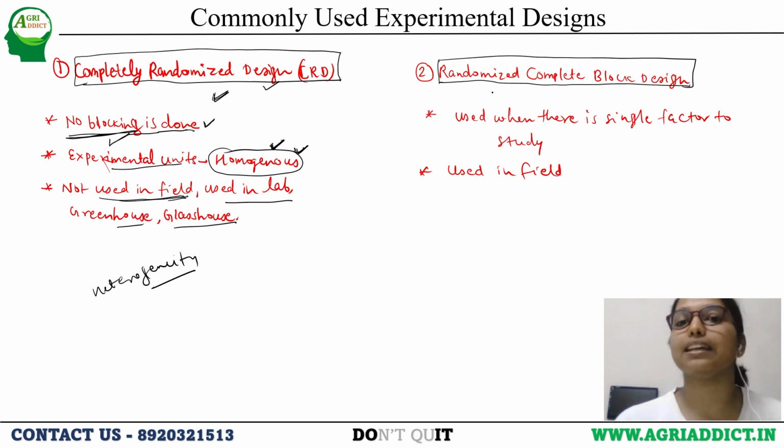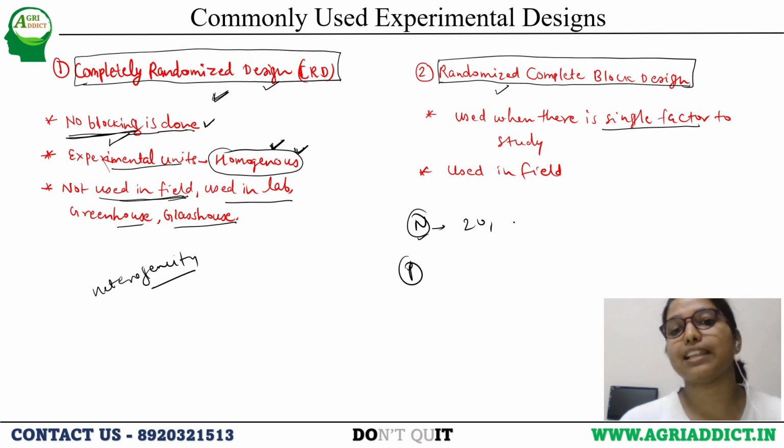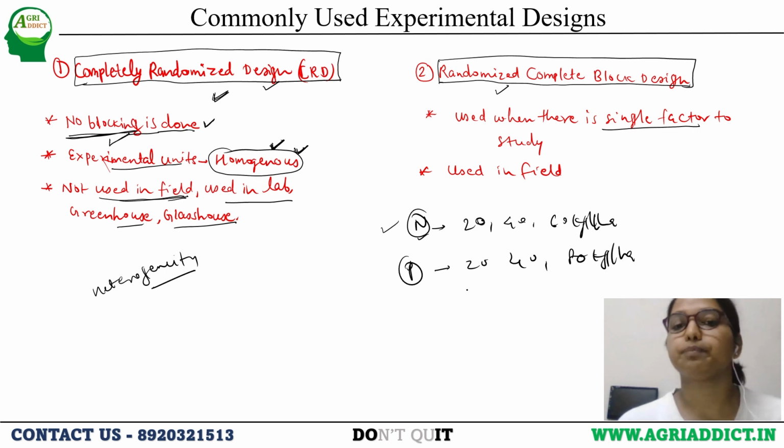So the next design is randomized complete block design. It is used when there is a single factor to study. For say, we want to study nitrogen, a single factor, or phosphorus. There might be different levels like 20 kg nitrogen, 40 kg nitrogen, 60 kg nitrogen per hectare. So these are the three doses, three levels of nitrogen. It might be nitrogen or phosphorus like 20, 40, 80 kg per hectare.